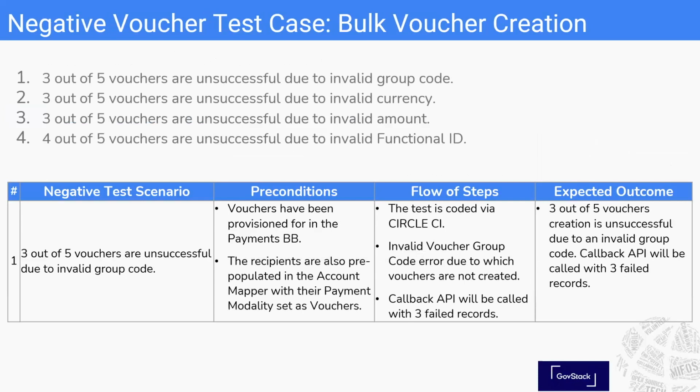The amount is probably greater than what is provisioned for voucher creation, or it could be that once the voucher is being created, a functional ID is being sent with it. Again, this is an optional field, but if it is being sent and that functional ID is not valid and does not exist in the system, the voucher cannot be created, because it could only be created for valid functional IDs.